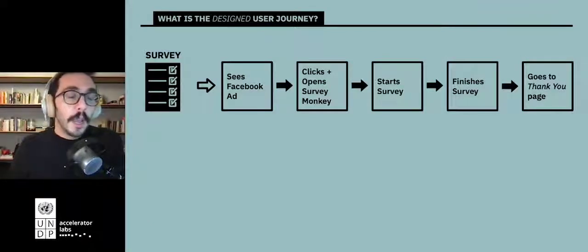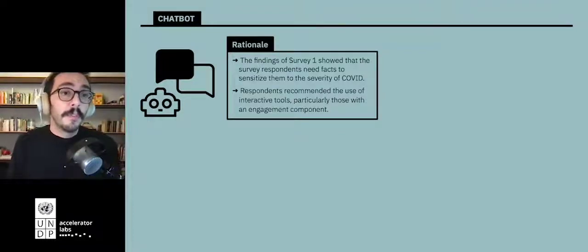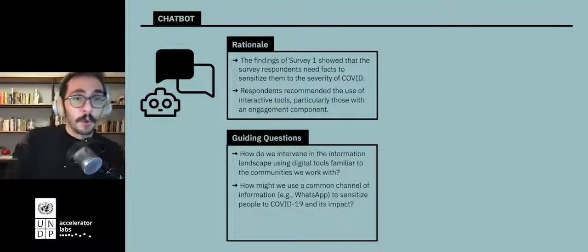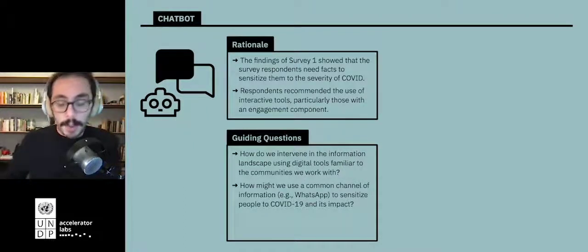Moving on to the chatbot, the rationale behind the chatbot was that the findings of Survey 1 show that the survey respondents needed facts to sensitize them to the severity of COVID-19. And they recommended the use of interactive tools, and particularly tools that had some sort of an engagement component. The guiding questions here were: how do we intervene in the information landscape using digital tools familiar to the communities that we work with? And how might we use a common channel of information, such as WhatsApp, to sensitize people to COVID-19 and its impact?